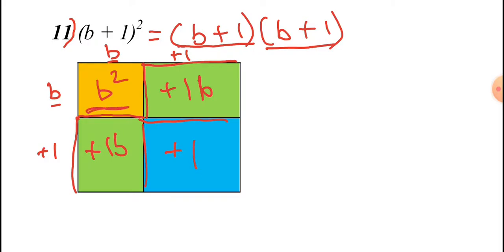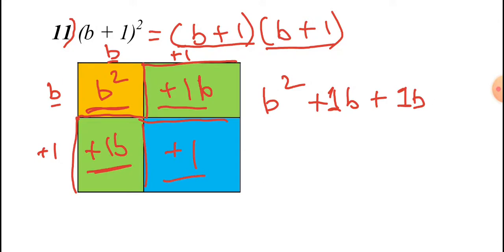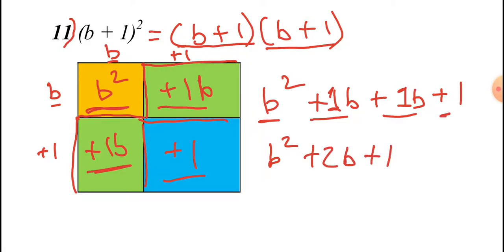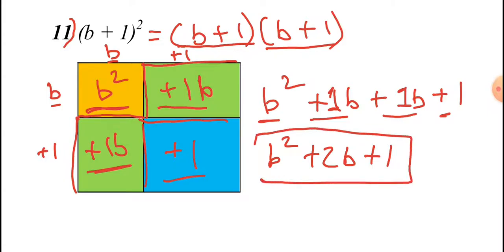So the area of the yellow square is b squared. Then I've got plus 1b here, then I've got another plus 1b here, and then plus 1. So the b squared is copied down, there's no collecting like terms there. And then plus 1b plus 1b is plus 2b. And the plus 1 is copied down. So the final answer is b squared plus 2b plus 1.